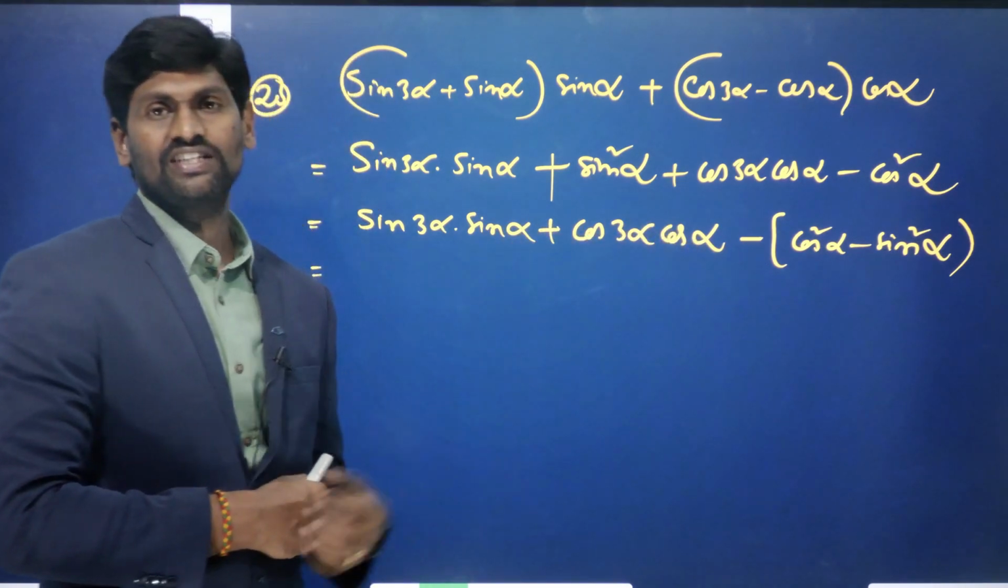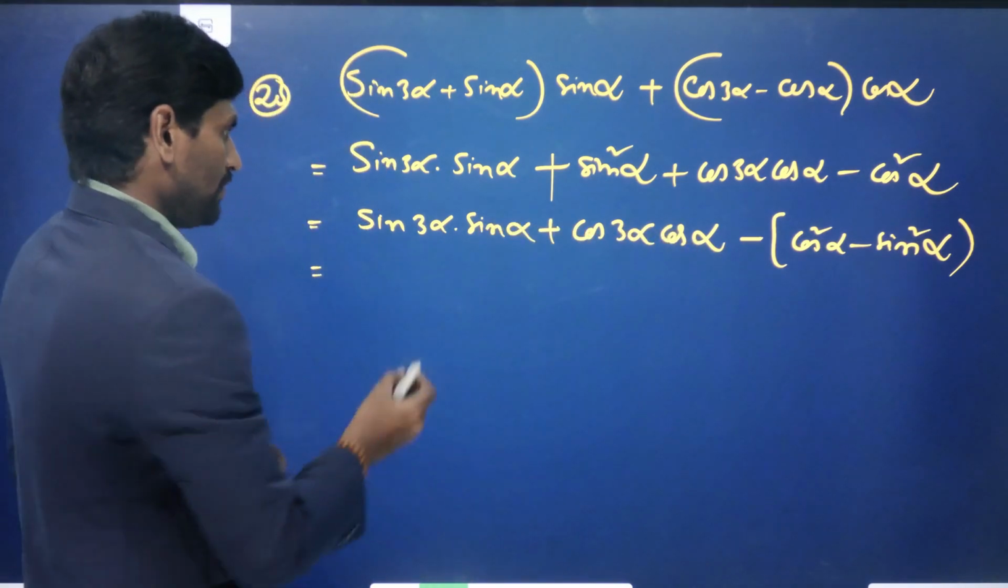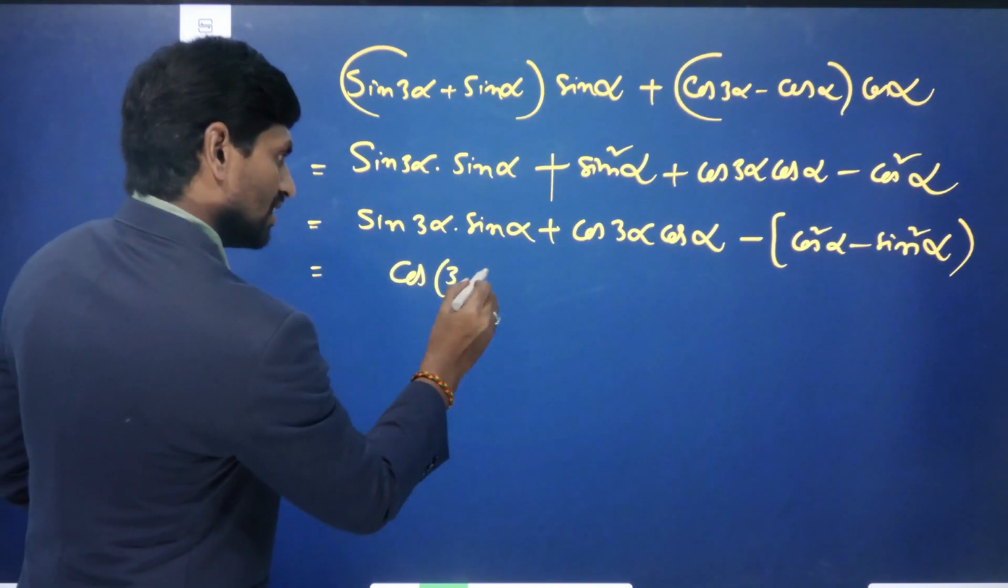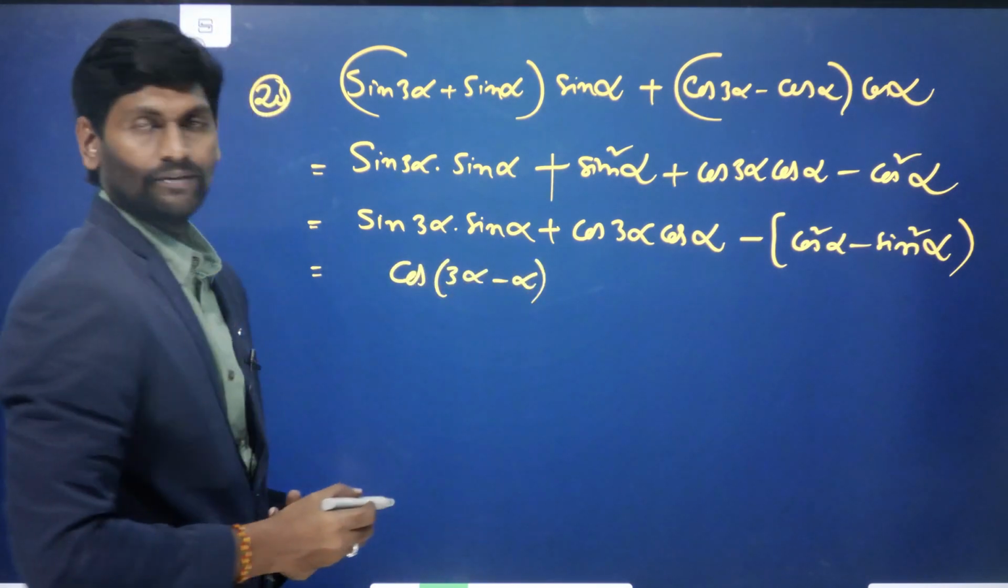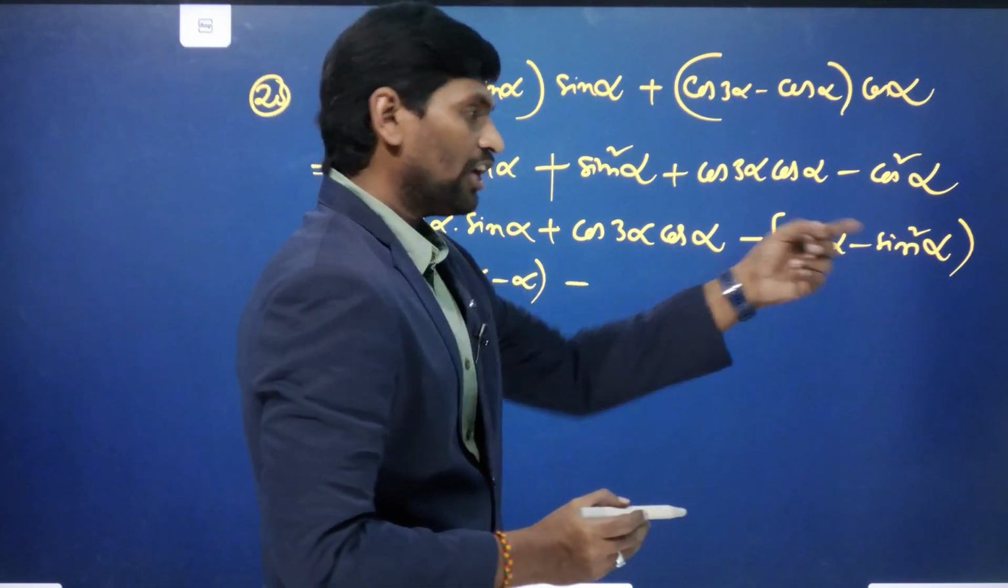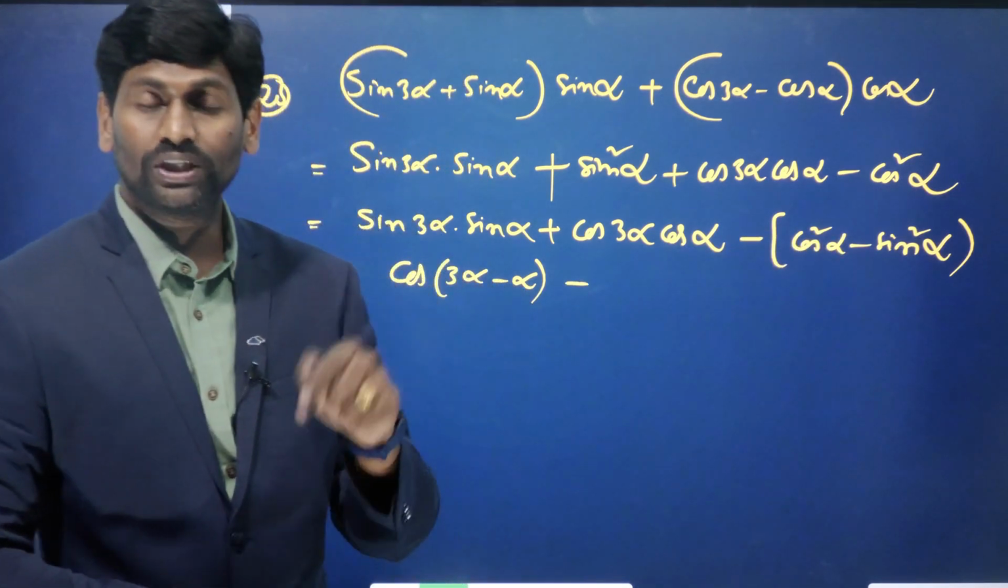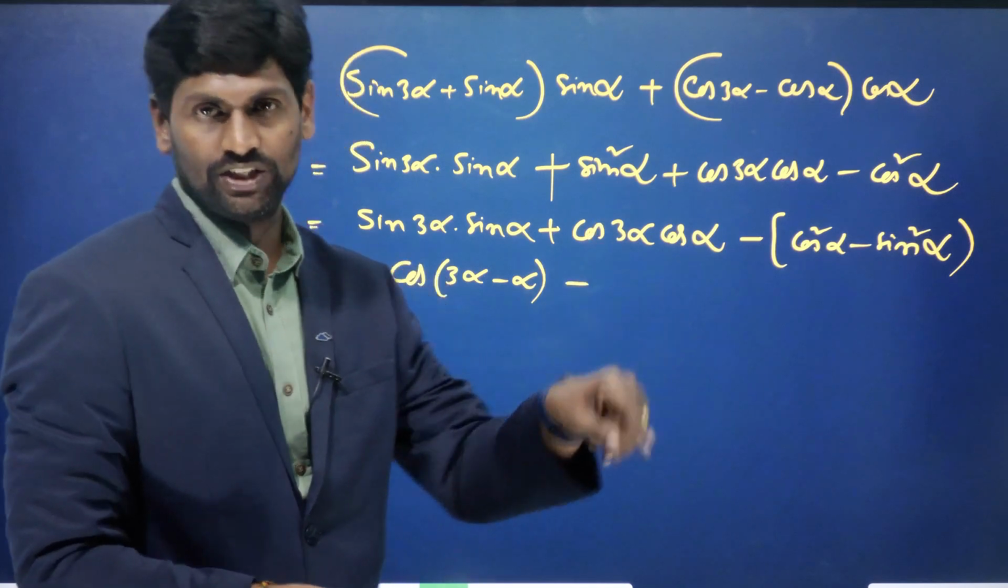Now while you are observing clearly, sin A sin B plus cos A cos B, or cos A cos B plus sin A sin B, is cos A minus B. So from this we can write cos 3 alpha minus alpha. And it is the formula for cos 2 alpha. Cos 2 theta formula is cos square theta minus sin square theta.